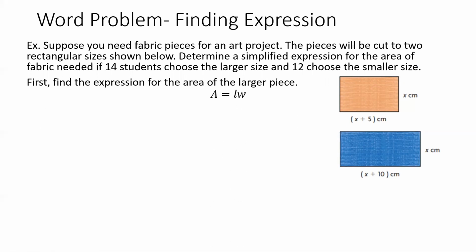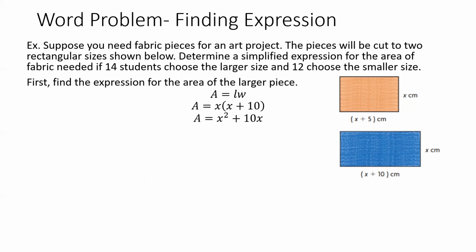So we're simply going to take length times width. So in this case, our length is x plus 10, and our width is x. So that's quite easy. We're simply going to multiply it together. We end up with x times x plus 10, which gives us x squared plus 10x.